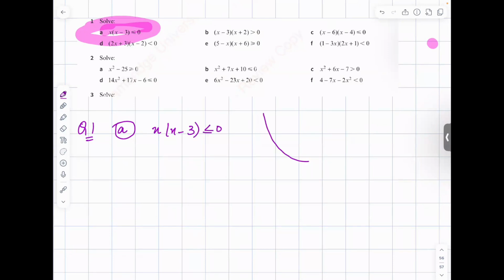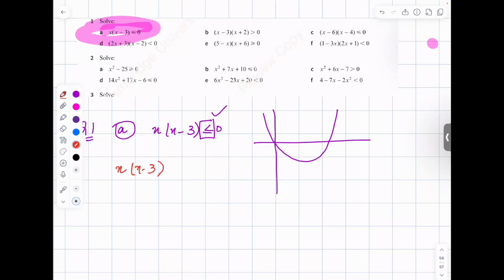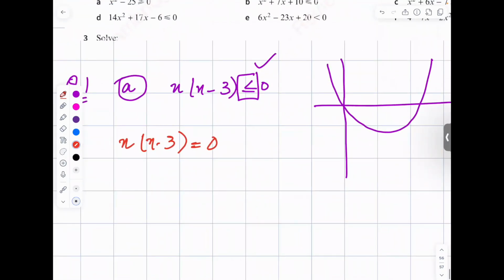Now we know that it's a smiley curve, right? And its zeros, how can we calculate zeros? By putting this whole thing equal to 0, right? So x into x minus 3 is equal to 0, so that makes either x is equal to 0 or x is equal to 3. That means 0 and 3 are the points where this graph cuts the x-axis, right?